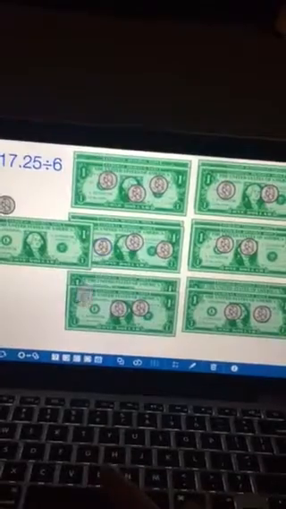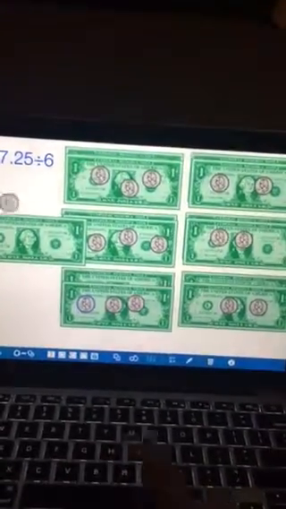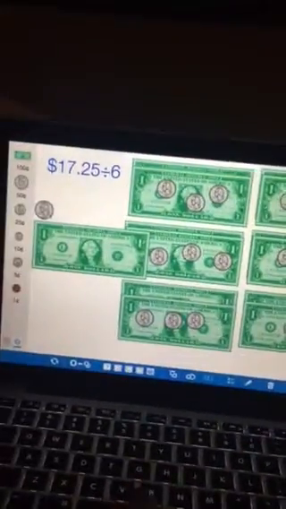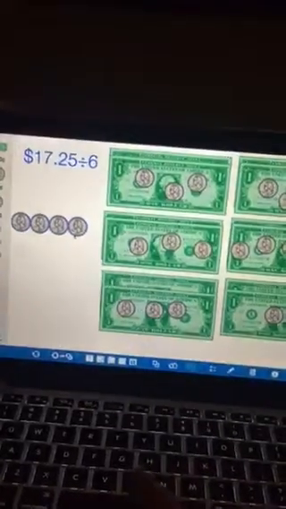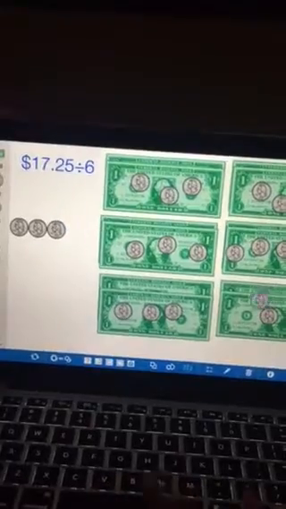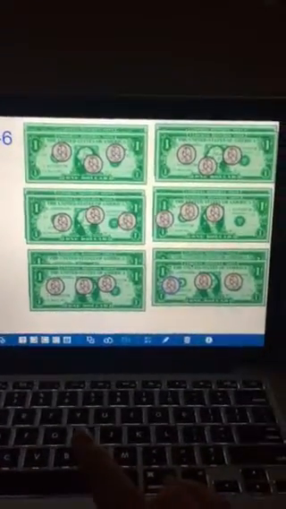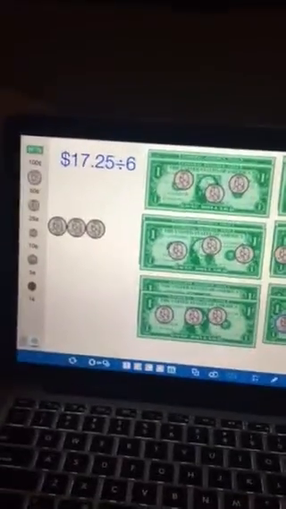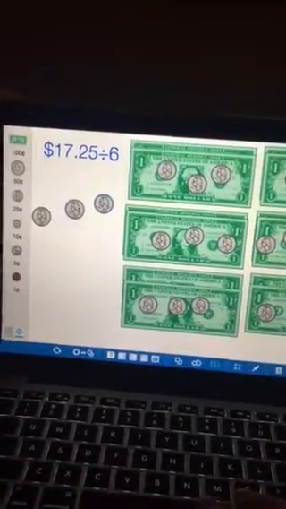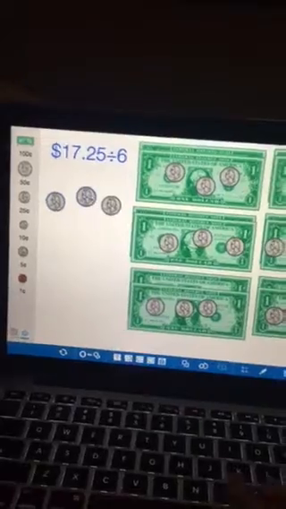So that I will have 3 quarters into each group. So it looks like I have 3 quarters and $2 in each group. So now what I have left is 3 quarters that I have to separate into.